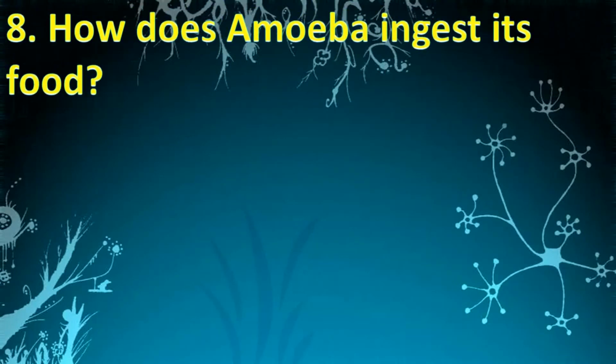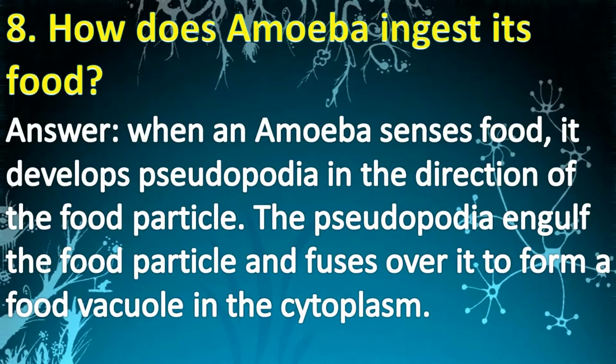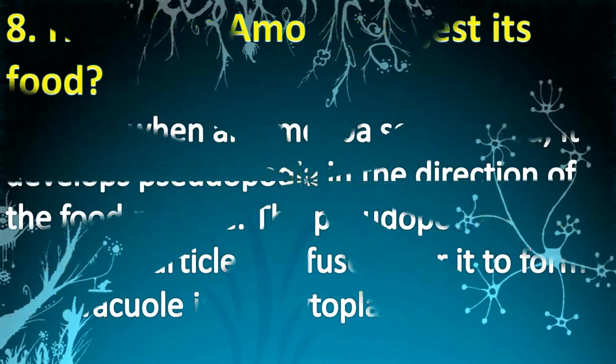How does amoeba ingest its food? Answer: when an amoeba senses food, it develops pseudopodia in the direction of the food particle. The pseudopodia engulf the food particle and fuse over it to form a food vacuole in the cytoplasm. Next question.